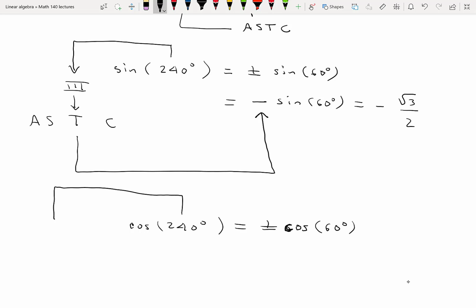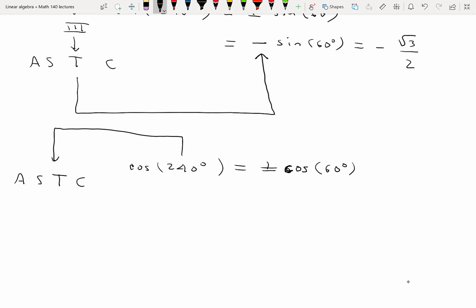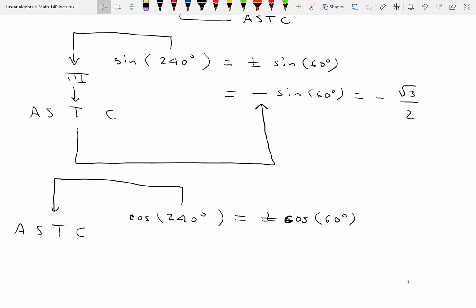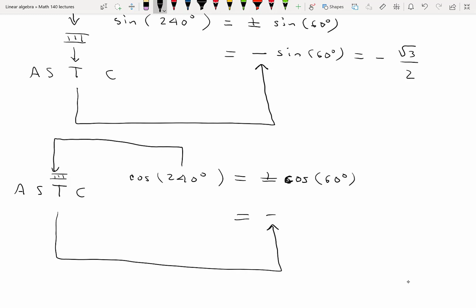240 degrees is still in quadrant 3. Quadrant 1, all. Quadrant 2, students. Quadrant 3, tangent, take. Quadrant 4, calculus. So in quadrant 3, the tangent is positive. And I'm not looking at tangent, I'm looking at cosine. So the cosine must be negative. Then I look up 60 degrees on the chart of special values. And the cosine of 60 degrees is 1/2. So this is negative 1/2.